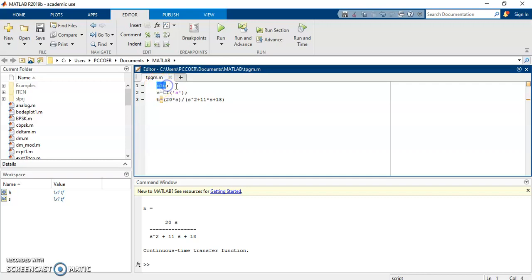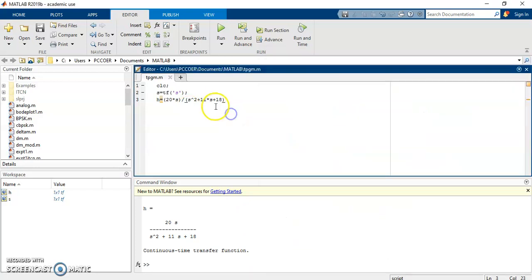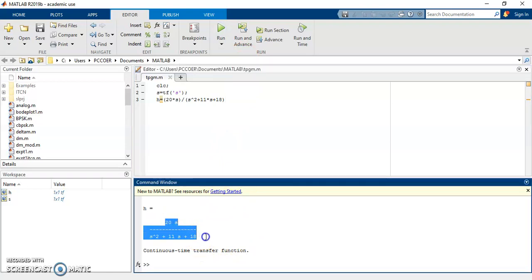The first command is CLC that will clear the command window. H is the name of the transfer function variable, and you need to use the command TF. After this command, you need to write the equation of the transfer function. We have defined it as 20s by s square plus 11s plus 18. So let us execute this. Here I have executed this, and you got the transfer function as 20s divided by s square plus 11s plus 18. So this is one of the methods to obtain the transfer function.